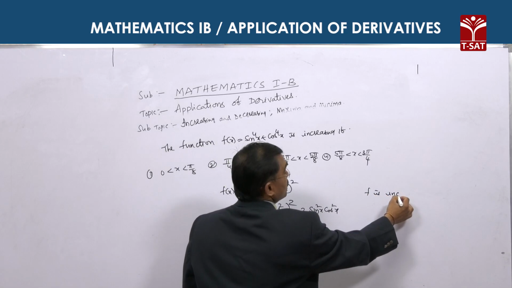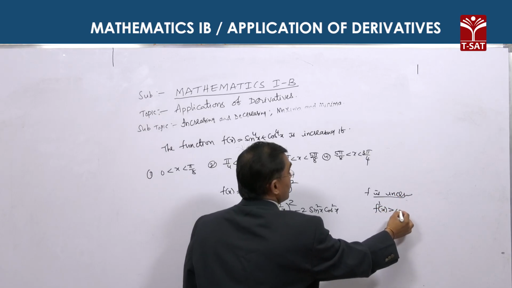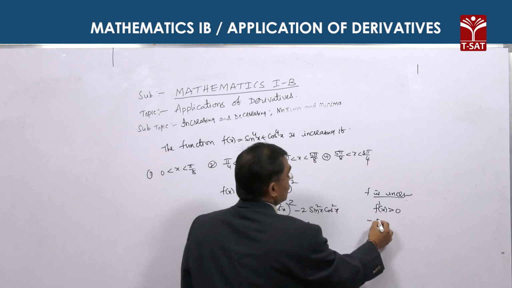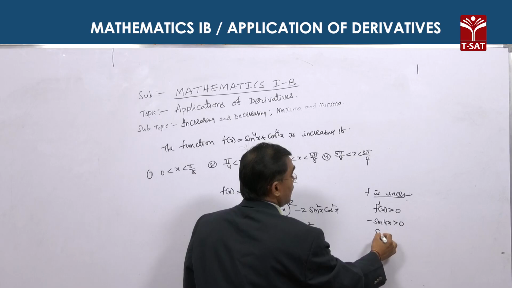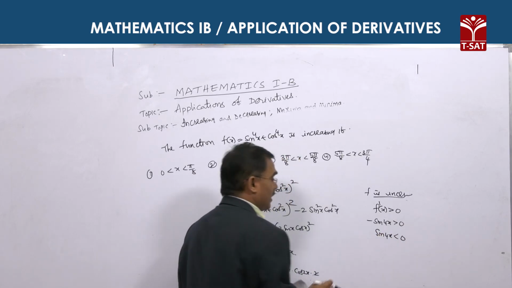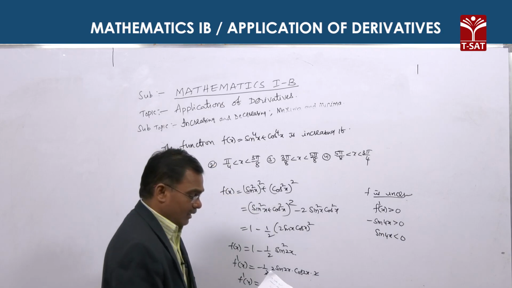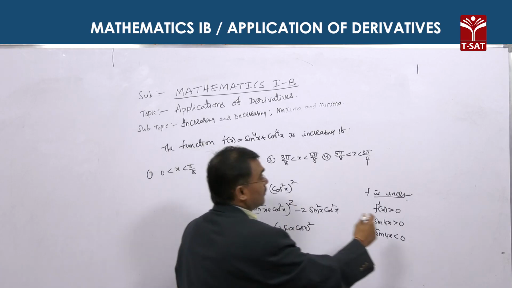F is an increasing function means f'(x) is positive. What is f'(x)? Minus sin 4x is positive, which means sin 4x is negative. Right, so sin 4x is negative according to this.